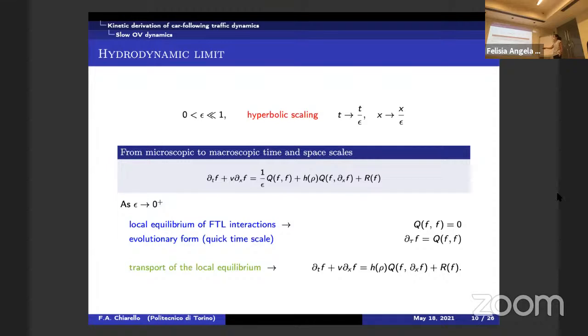Okay, we can rewrite the local equilibrium in evolutionary form, passing on the quick time scale, and we can rewrite it like this. So now the aim is to recover the equilibrium, so the local Maxwellian from the first equation, and to put the local Maxwellian into this equation in order to get our macroscopic model.